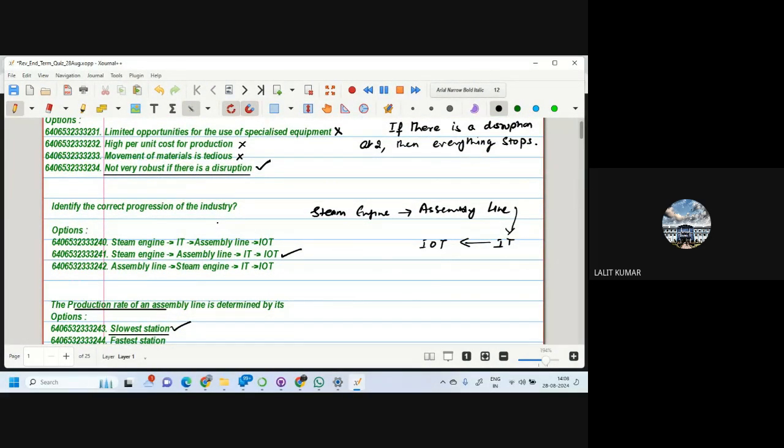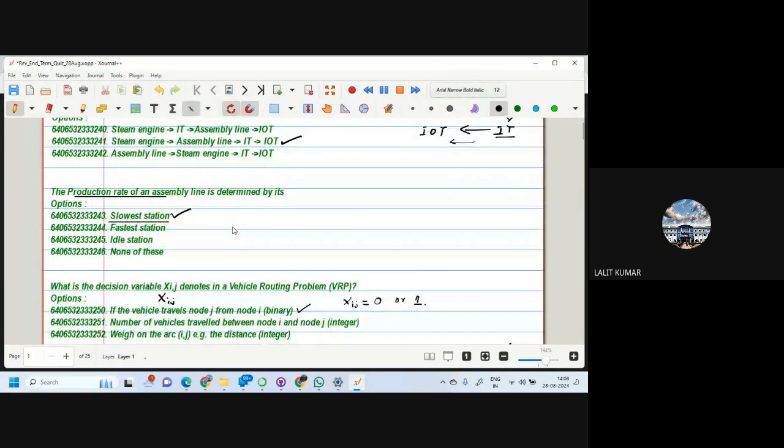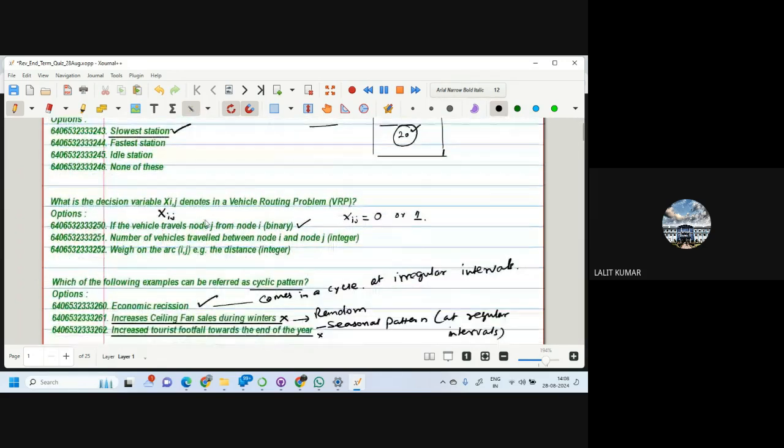Identify the career progression of the industry. We know how we started: steam engine, then assembly line, then IT, and then IoT. So it is an easier one; everybody will get this. The production rate of an assembly line is determined by what? It is always determined by the slowest activity. One is taking 5 seconds, another 10 seconds, another 20 seconds. The production rate will always be decided by the slowest station.